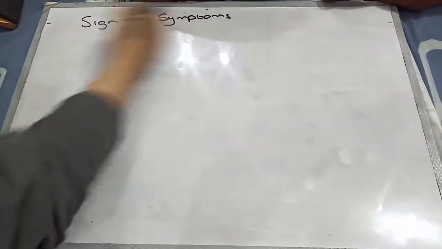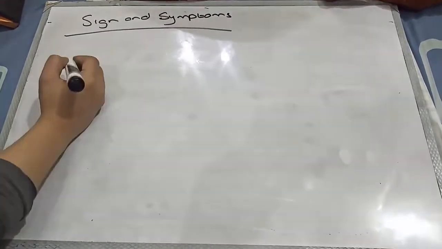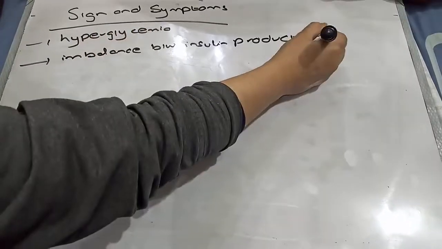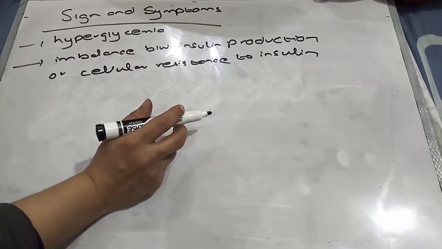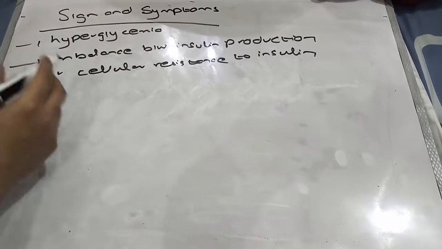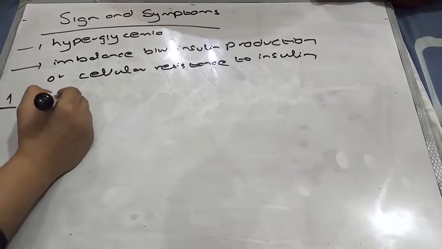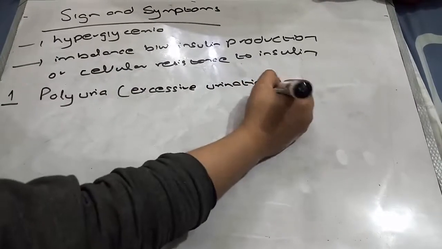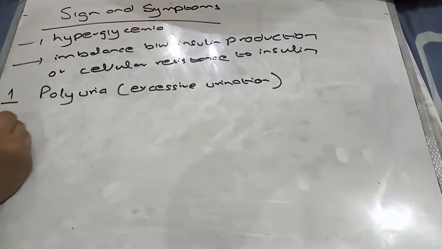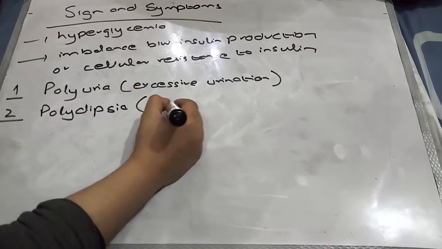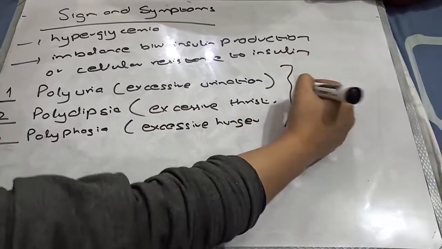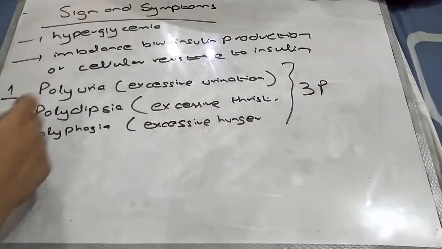Signs and symptoms. We have discussed that diabetes is a metabolic disorder characterized by hyperglycemia due to an imbalance between insulin production or cellular resistance to insulin. Now, how will you identify that the patient has diabetes? There are three basic symptoms. Number 1, polyuria, which is excessive urination. You would see that diabetic patients are going to the toilet again and again. Number 2, polydipsia, which is excessive thirst. Number 3, polyphagia, which is excessive hunger. These are the three important P's related to the signs and symptoms of diabetes mellitus.